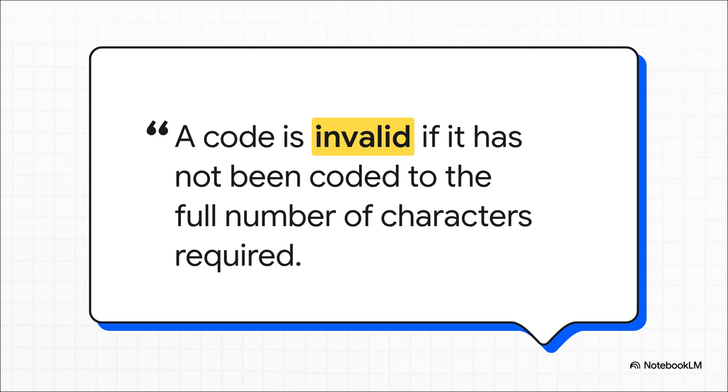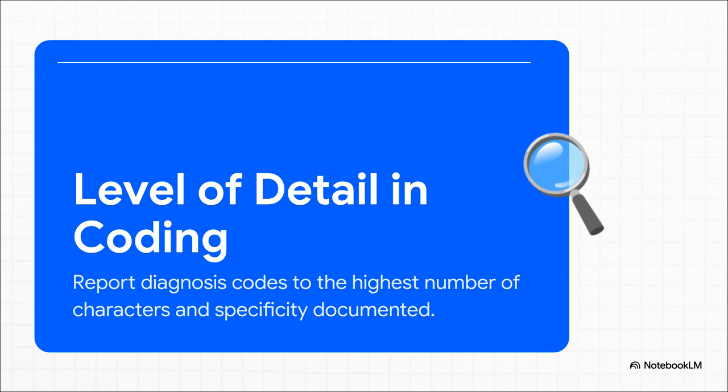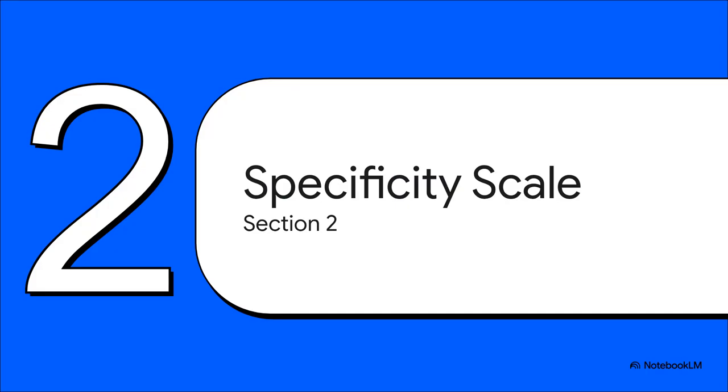Truncating a code, basically cutting it short just because it's easier or you're in a rush, is an automatic compliance failure. You see, level of detail in coding isn't merely a polite suggestion from a friendly auditor. It's the absolute operational reality of how the ICD-10-CM classification system functions. You are legally required under HIPAA to report diagnosis codes at their highest number of available characters, matching the highest level of specificity documented in that patient's medical record. Period.